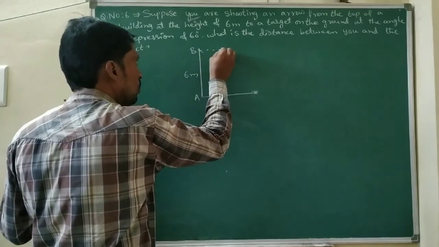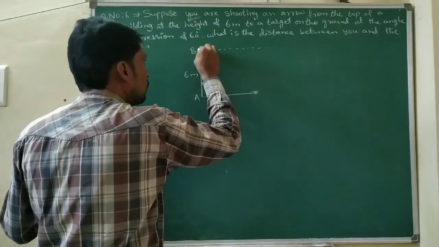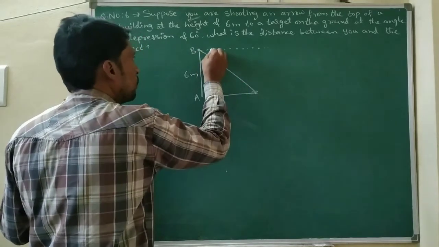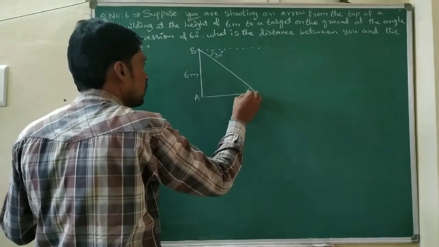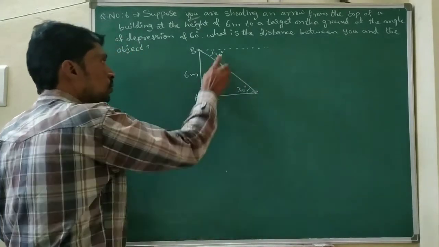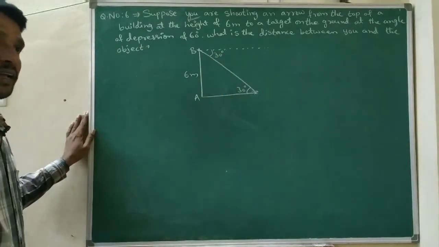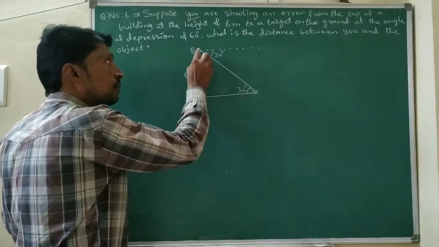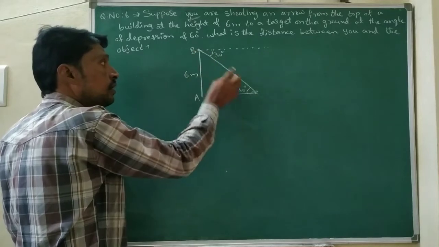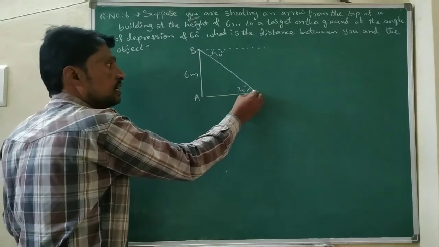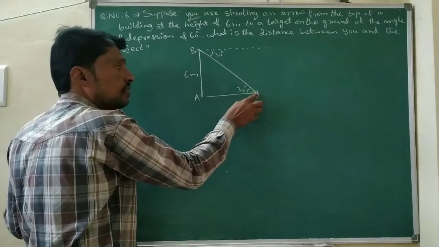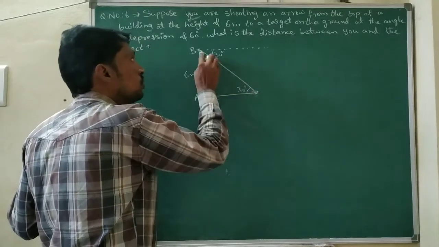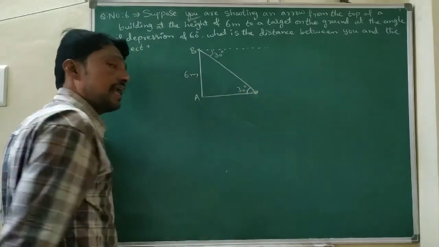So here this is the horizontal line. From the top of the building to this point, it is making 30 degrees. That is equal, here also it is making 30 degrees only. Both are interior alternate angles. Here the angle of depression is from the top of the building to the object, and from the object to the top of the building it is making an elevation angle.